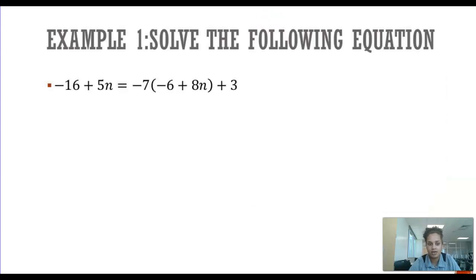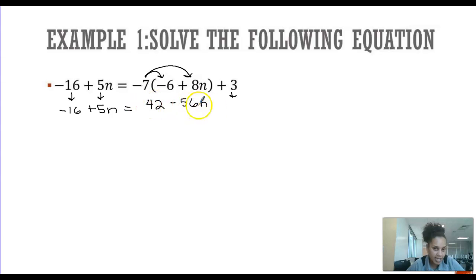Let's get started. Looking at example 1, we're going to start with the distributive property as our first step. To distribute means to multiply to everything inside the parentheses. So I'm multiplying negative 7 to negative 6 and also to 8n. So negative times negative would give me positive 42. And then negative 7 times 8 would give me minus 56n. Everything else, I'm going to just make sure to go ahead and bring it down or to rewrite it as it's written. So negative 16 plus 5n equals what we already had plus 3.